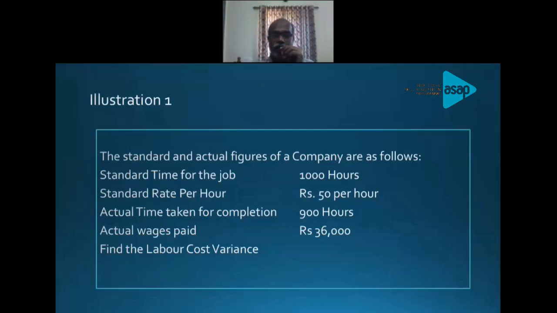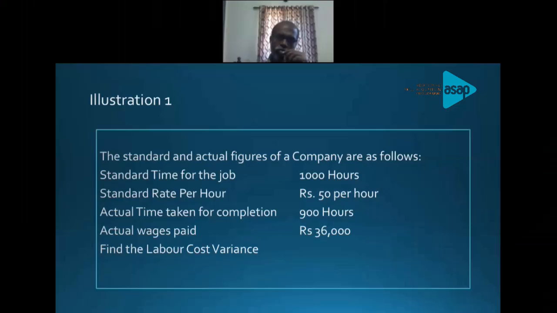Students, note down. You take it down in your notebook. Standard time for the job is 1000 hours. Standard rate per hour is 50. Standard wages per hour is 50. Actual time taken for the completion of the job is 900 hours. Wages paid is 36,000.